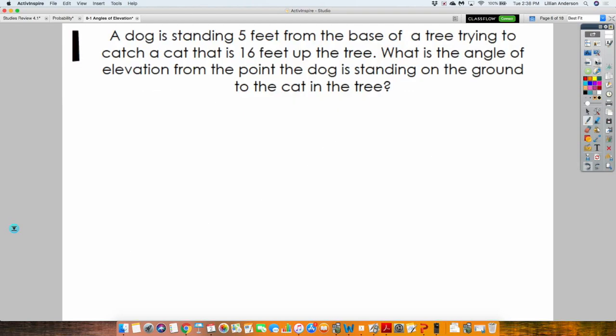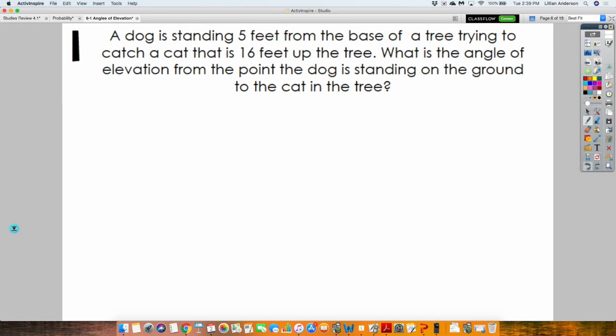Let's take a look at this example. A dog is standing 5 feet from the base of a tree trying to catch a bird that is 16 feet up in the tree. What is the angle of elevation from the point the dog is standing on the ground to the cat in the tree? What do you think will be helpful here? Drawing a picture. What things do I need in this picture?